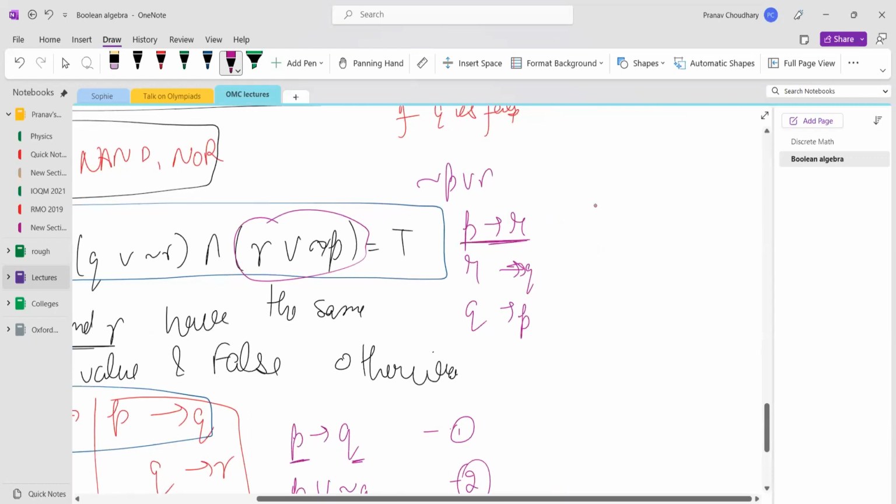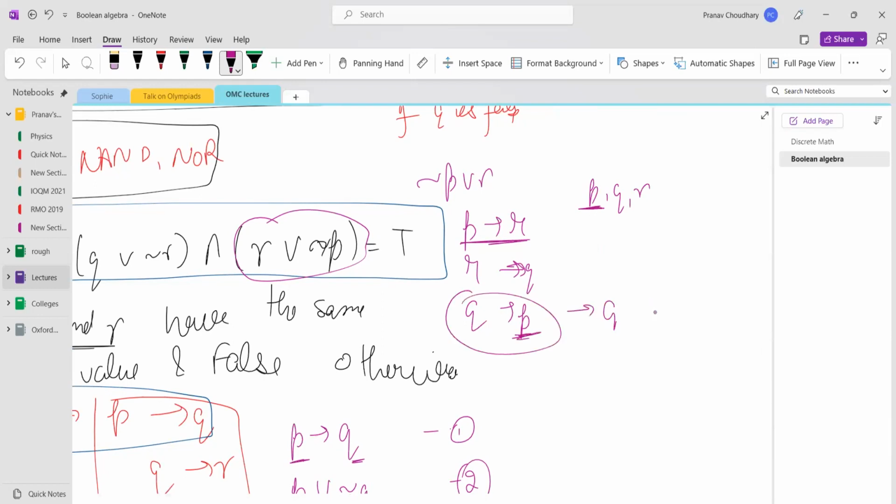So if, let's say, at least one of P, Q, or R is false, without loss of generality, P is false. So for this thing to be true, Q must be false. And from that, R must also be false for this thing to be true. So if one of them is false, all three should be false. Otherwise, all three should be true. So that proves the question.